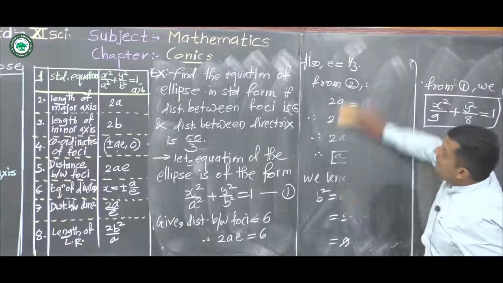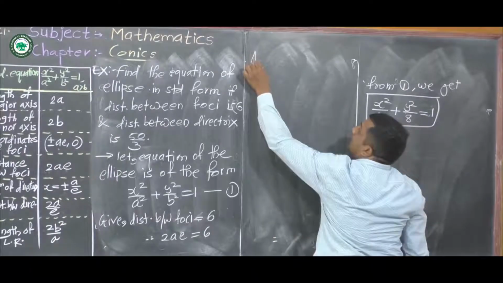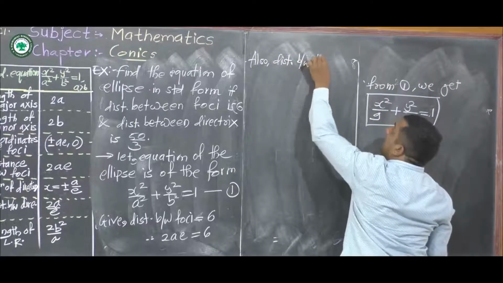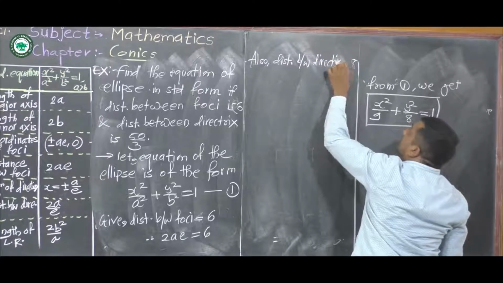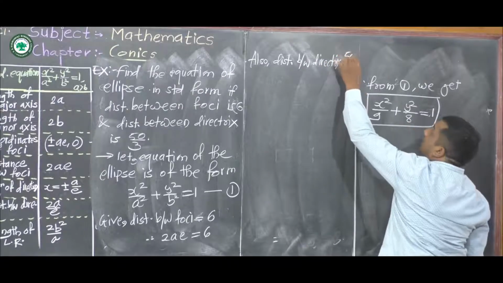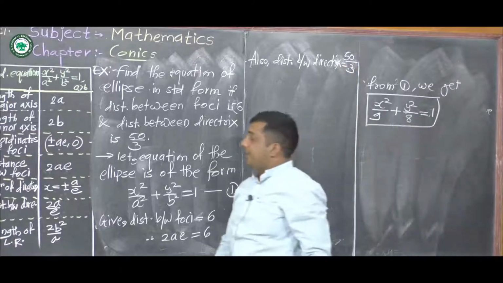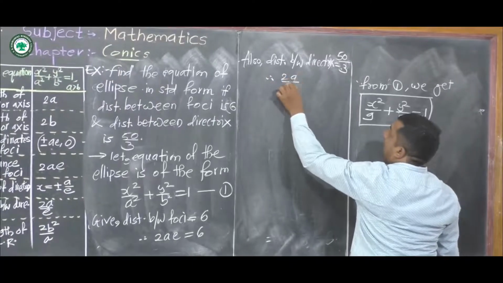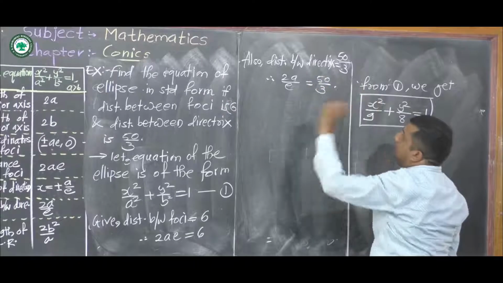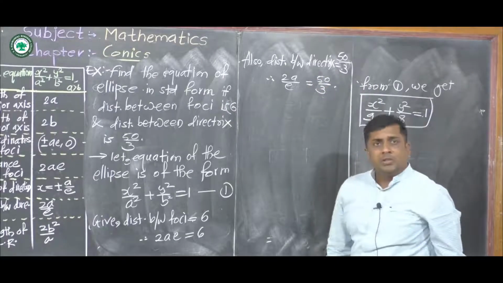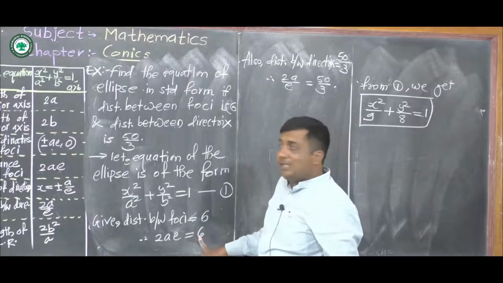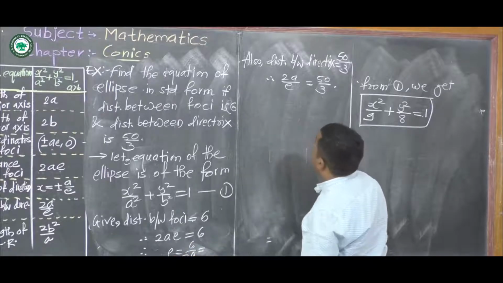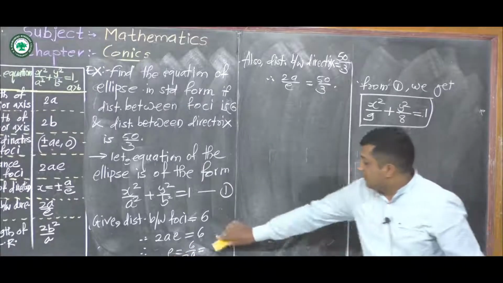Then, also given, the distance between the directrices is 50 upon 3. We know the distance between the directrices is twice a upon e. Therefore, twice a upon e is equal to 50 upon 3. Now we know twice ae is equal to 6, so e is equal to 6 upon 2a. This e is 6 upon 2a.